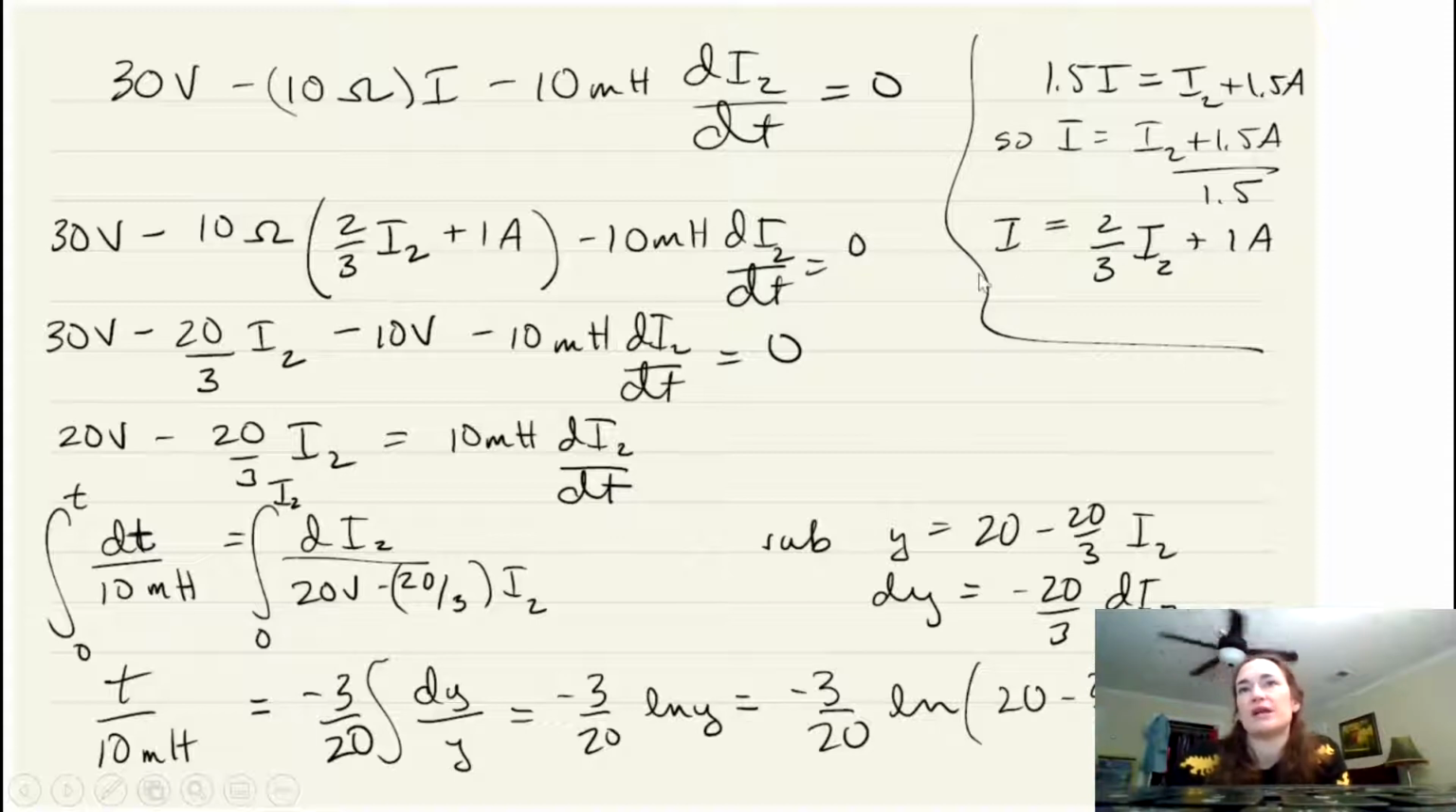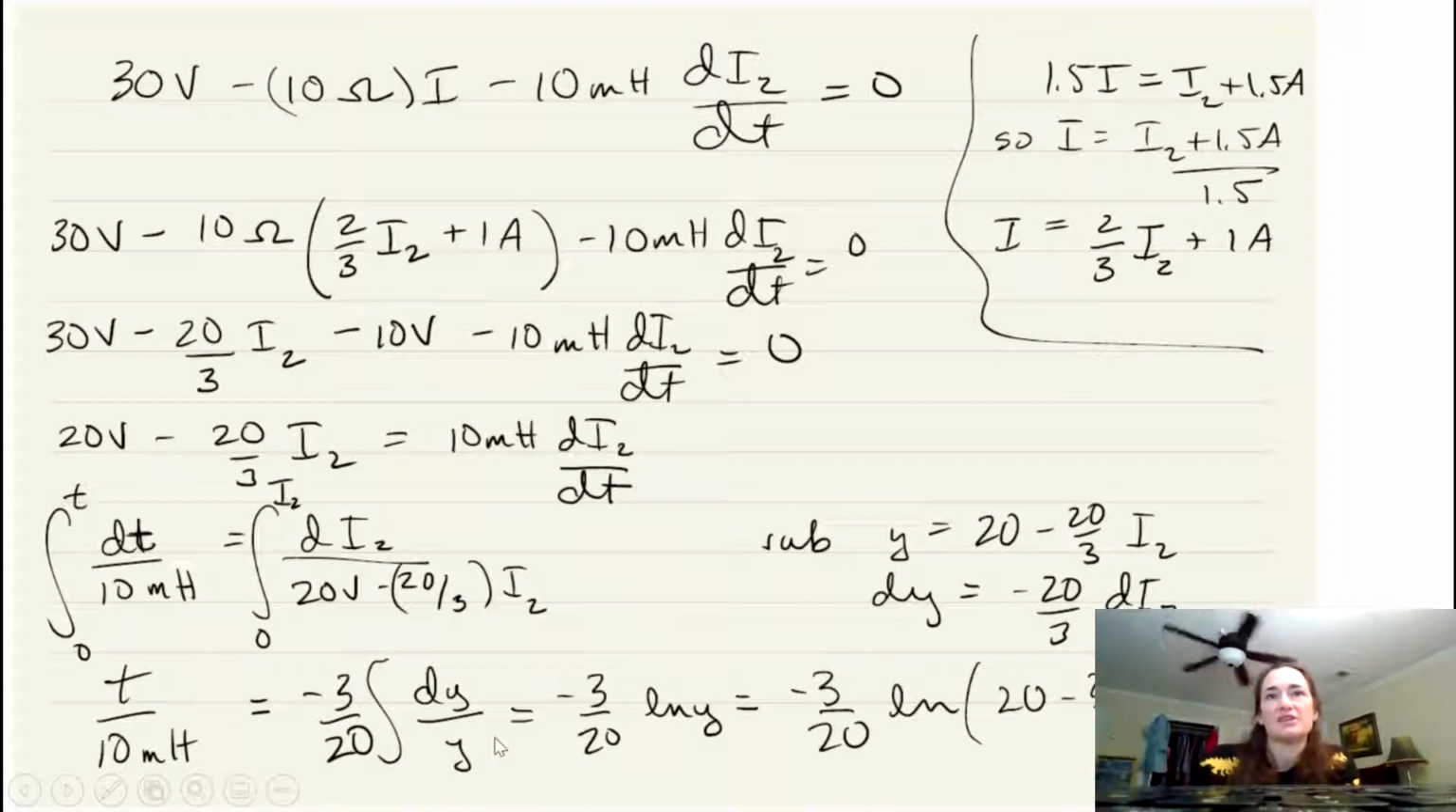So that's what I've got right here. I've got the equation linking I and I2 from my junction rule, so I'm going to plug in for I into this differential equation. When I do that, I get 30 volts minus 10 ohms times (2/3 I2 plus 1 amp) minus 10 millihenries di2/dt is equal to 0. Now I've achieved my goal.